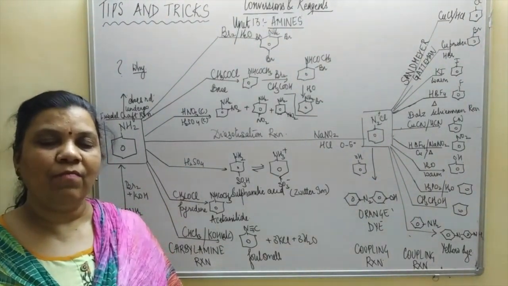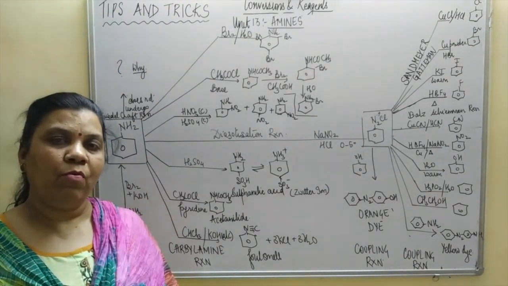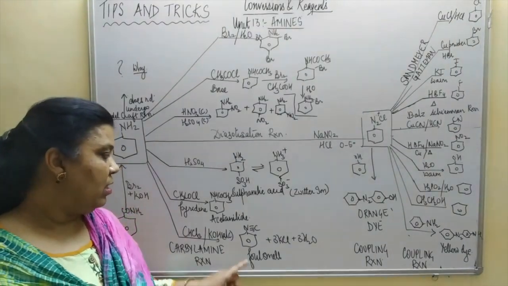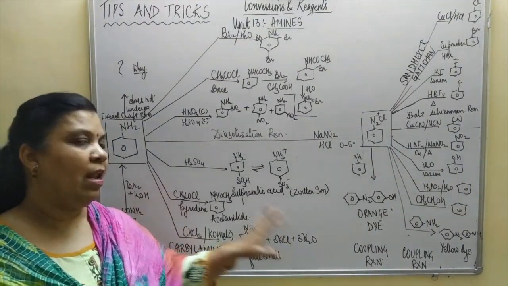Next reaction is again a known reaction, a very important name reaction. When you treat aniline with chloroform and alcoholic KOH, you get a foul smelling compound called isocyanide, that is the phenyl isocyanide is obtained here along with KCl and water.